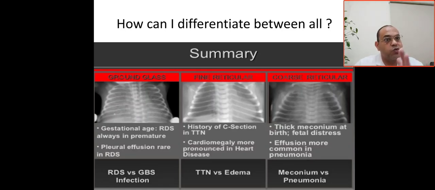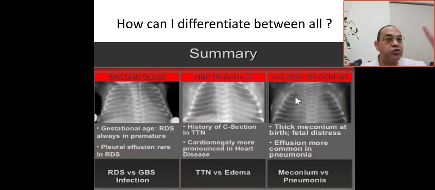So it will give you a clue. This is cardiac rather than TTN. The third category here is the coarse reticular infiltrate. Coarse means patches, coarse density or coarse infiltrates, it will be patches.